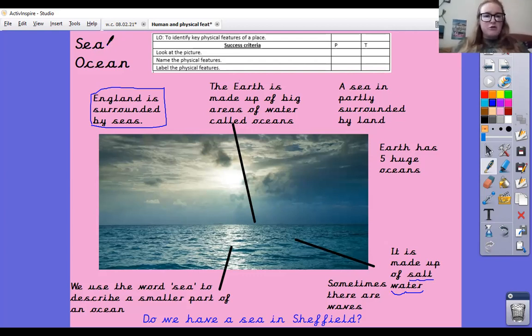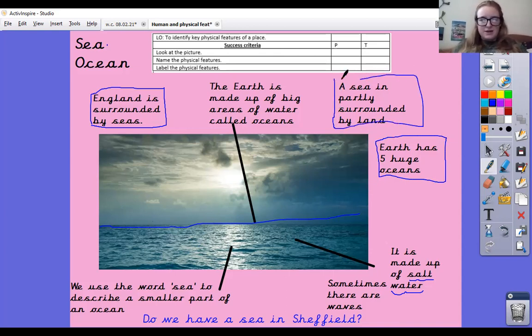But if we're talking about the really big amounts of water, like here, this goes on for so far. Look how big this is. There are so many different fish in here and different animals. This is the ocean. And there are 5 big oceans that make up the Earth. Okay, so 5 huge oceans make up the Earth. But if it's near the coast, if it's near the beach, it is the sea. Bit complicated, but there are 2 words that are very similar.